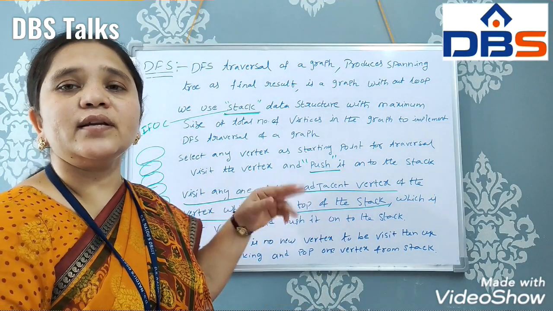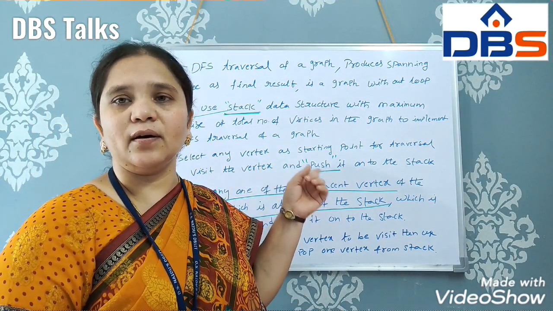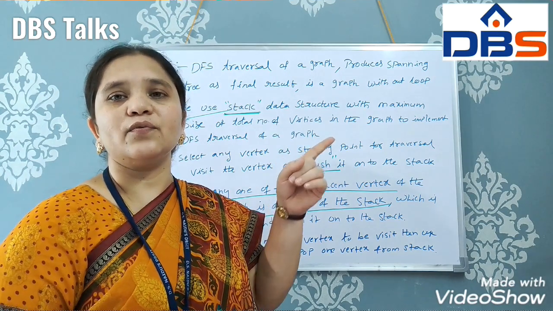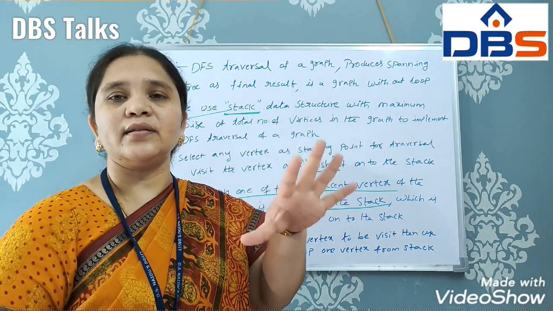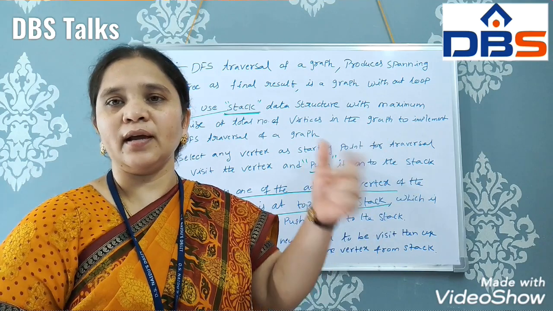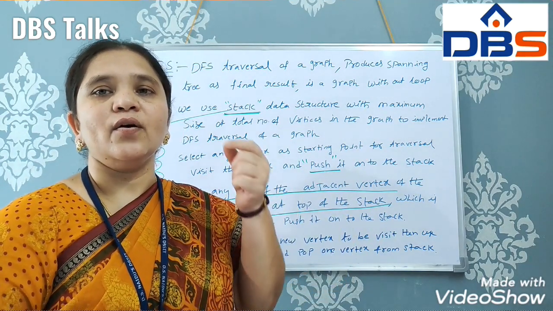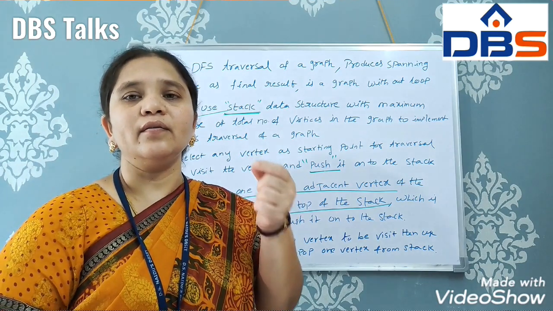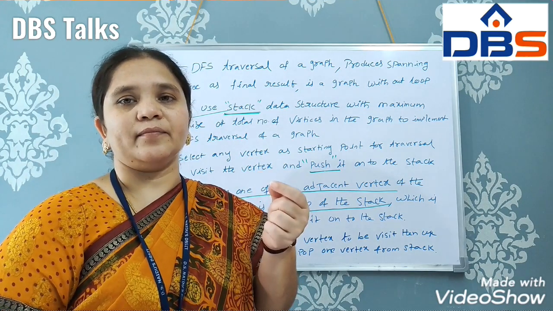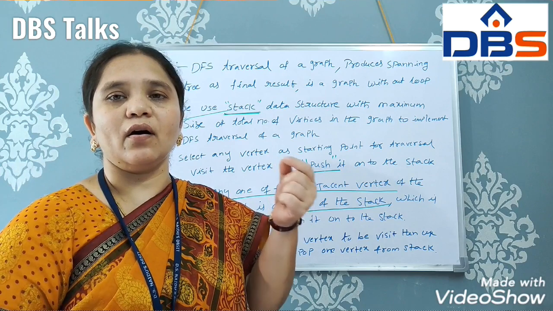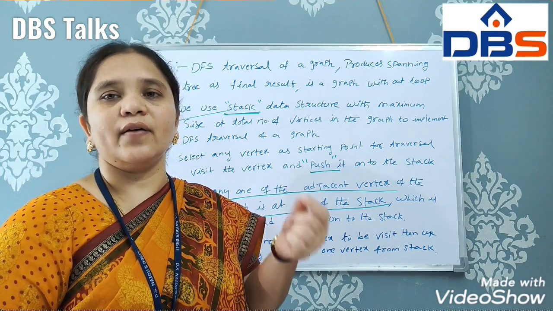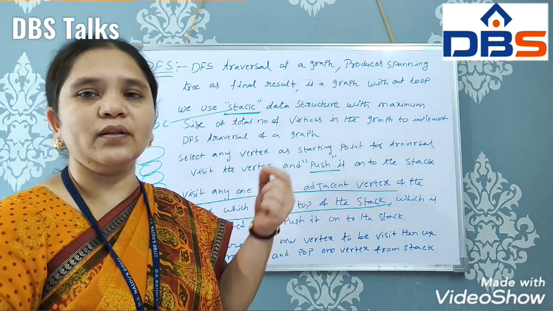So what is the difference between DFS and BFS? In BFS, we need to consider all adjacent unvisited vertices of a particular vertex. Here, we need to select only one vertex at a time, not all adjacent unvisited vertices. That is the main difference between those.